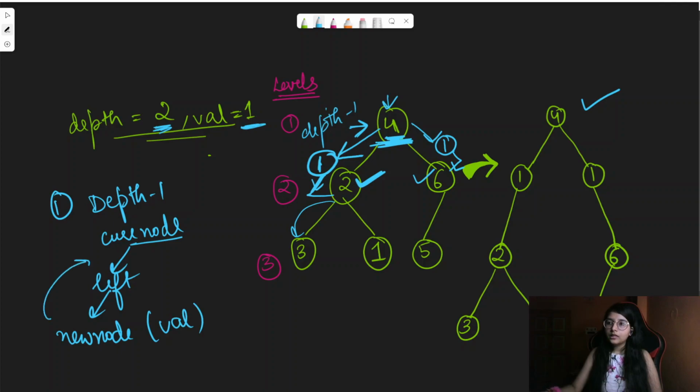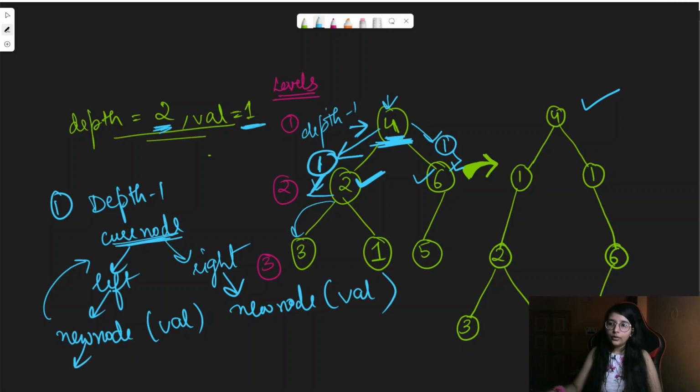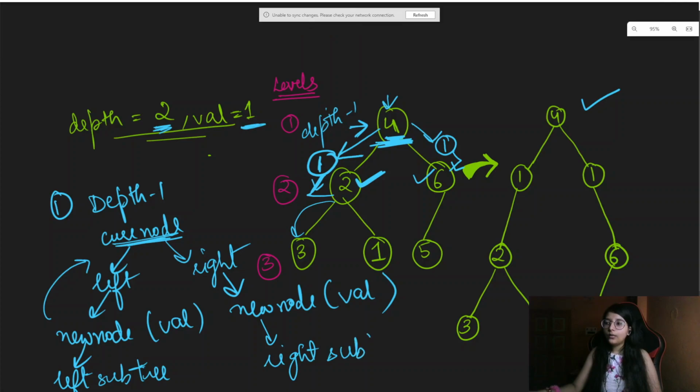And when we get back to our current node, then towards its right we will add the new node whose value would be equal to val, and whatever was there as the right subtree will be added to this new node. And the same goes for this one. So this is how we will be doing it in both of our approaches.